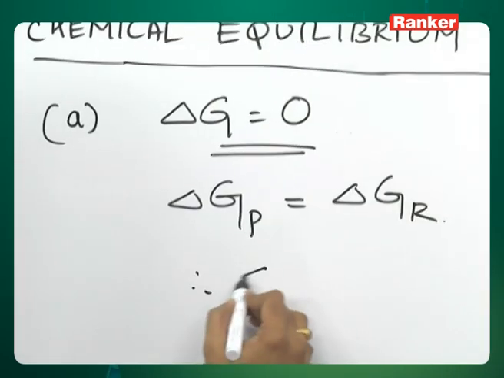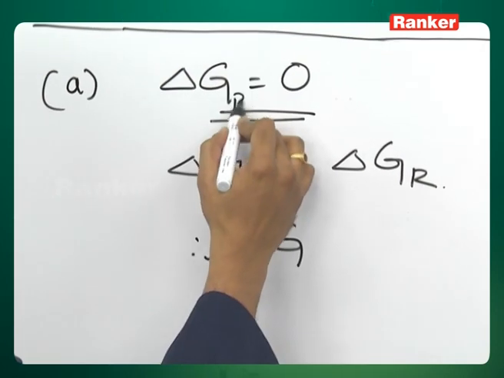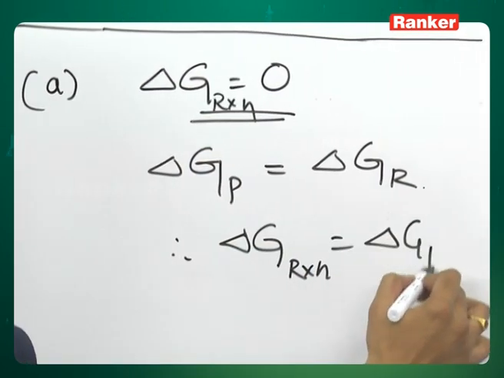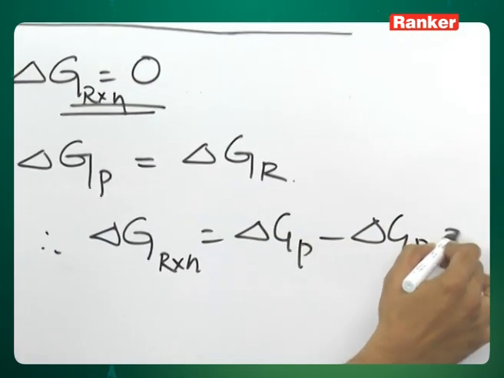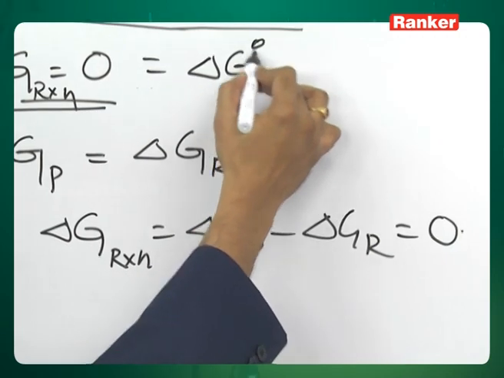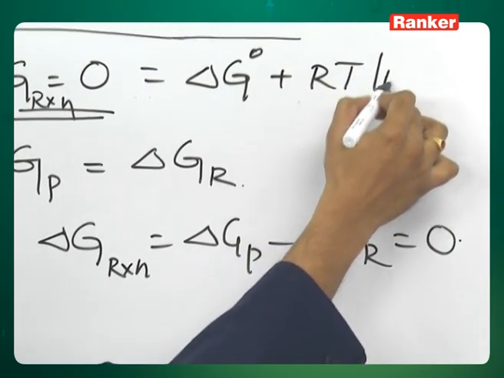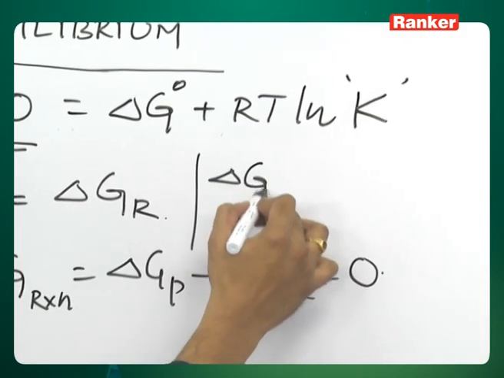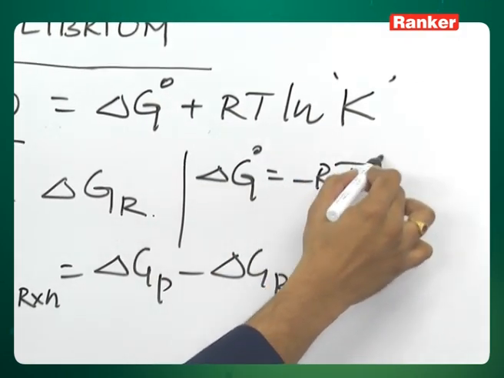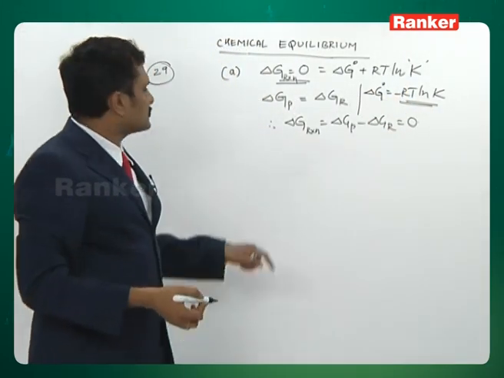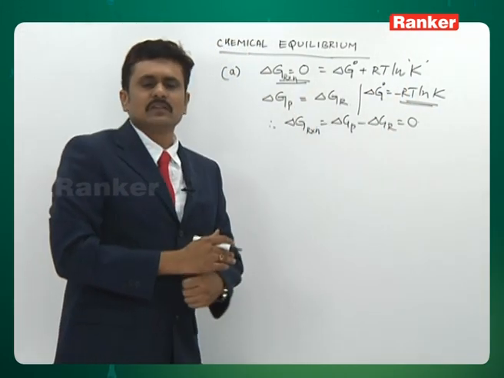So, the delta G of a reaction happens to be delta G of products minus delta G of reactants, which is equal to 0, and delta G is equal to delta G naught plus RT ln Q, where at equilibrium we can replace Q with K, and we will find delta G naught as minus RT ln K. This relationship is obtained after assuming that delta G is equal to 0 for the reaction.